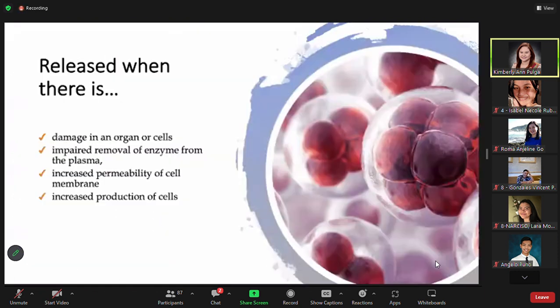And again, enzymes are released when there is damage in an organ or cells, impaired removal of enzyme from the plasma, increased permeability of cell membrane, and increased production of cells. So, kaya natin silang minemeasure in the laboratory. Because if there is an abnormal or large amount of enzymes in the serum samples, pwede silang maging clinical evidence of an organ damage. So, pwede natin silang gamitin. Okay? They have clinical significance.